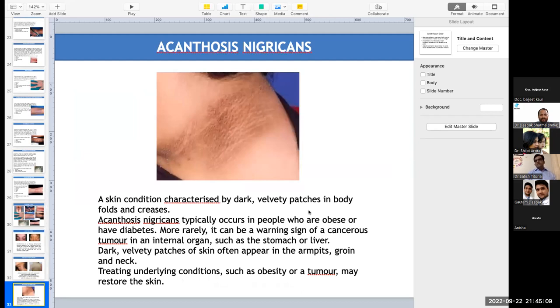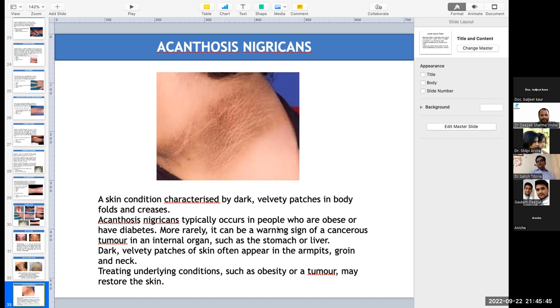Acanthosis nigricans, we are encountering this very commonly nowadays. Why? Because of lifestyle changes, people are gaining more weight and it's related to the weight gain. It is a skin condition characterized by dark velvety patches in body folds. Again, this condition mainly affects the folds of the body, suppose underarms, neck, and groin area.